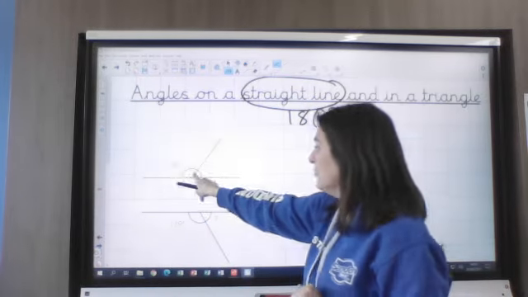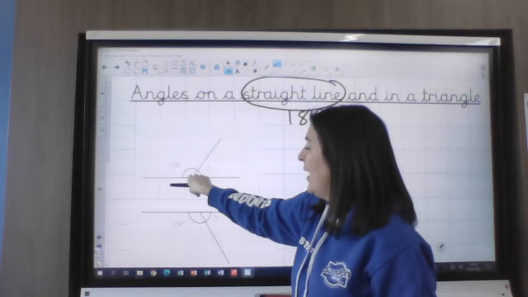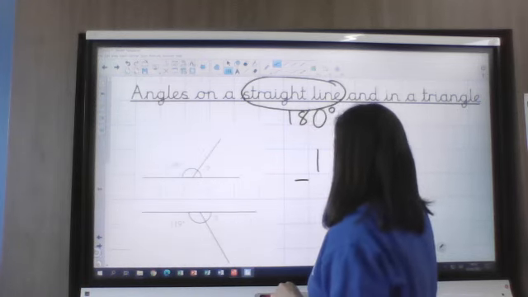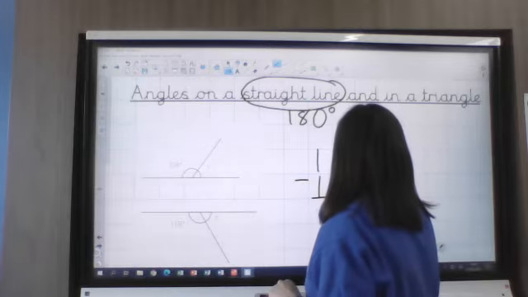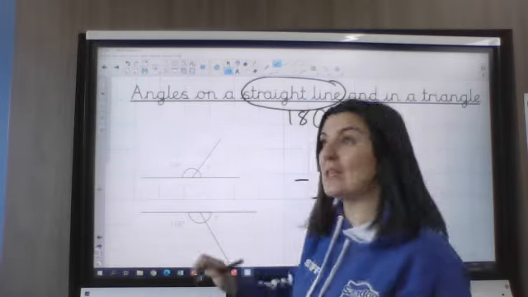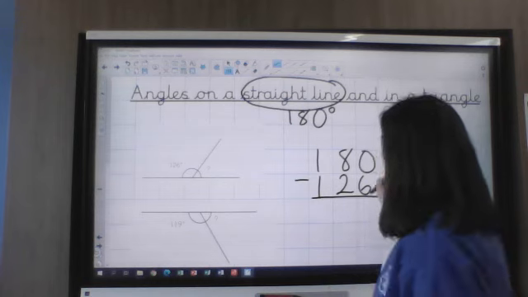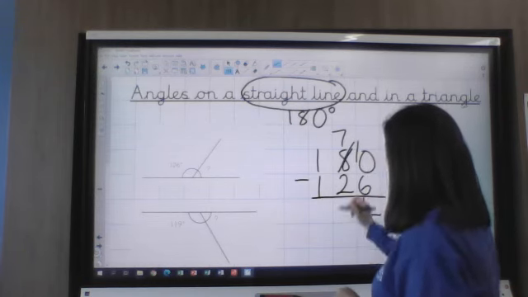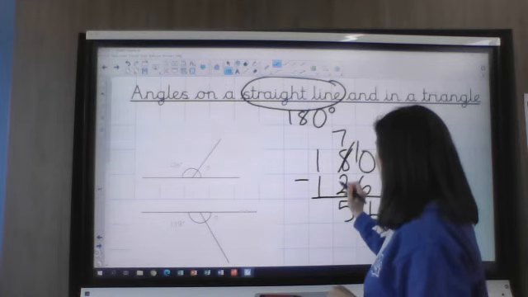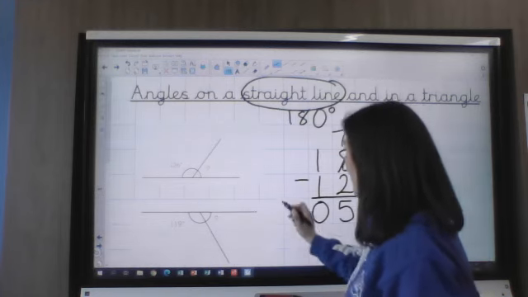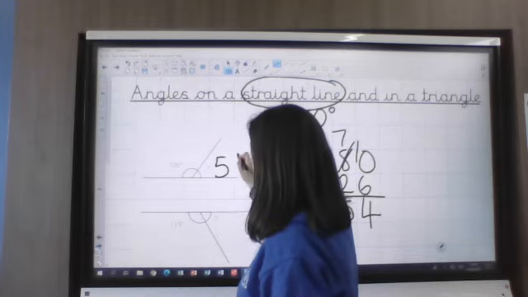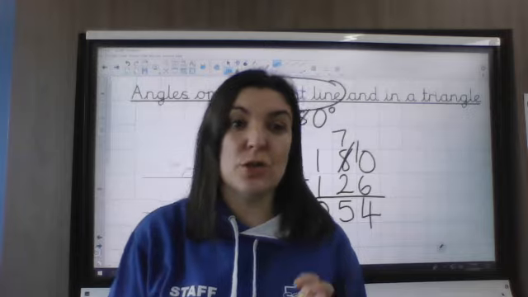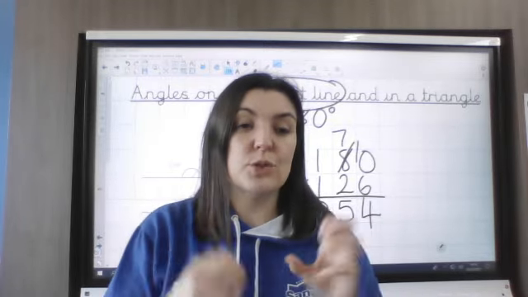So on this one, to find out the missing one, I've got to do 180, take away 126, because that will give me my missing one, because they've got to add up to 180. I can't do 0 take away 6, so 10 take away 6 is 4, 7 take away 2 is 5, 1 take away 1 is 0, so my missing angle would be 54 degrees. Okay, so if you are asked about angles on a straight line, they add up to 180.